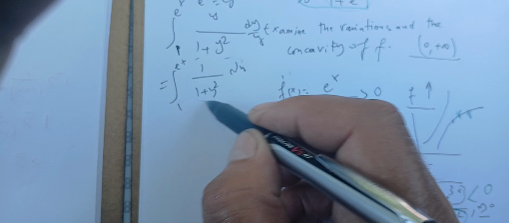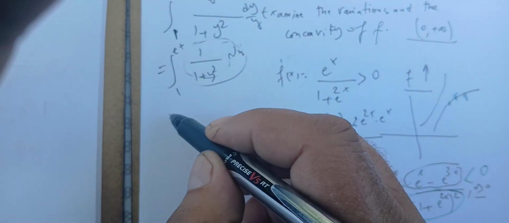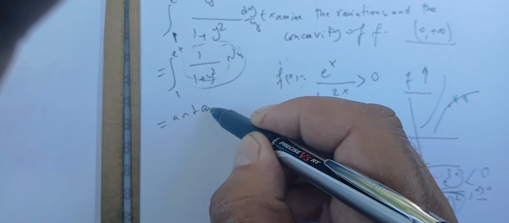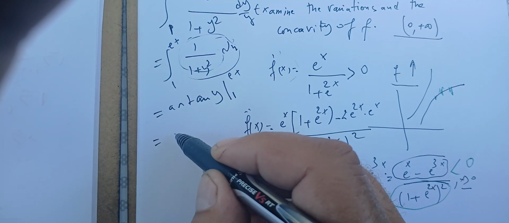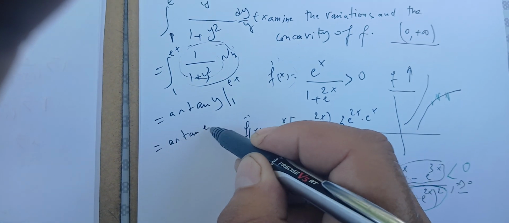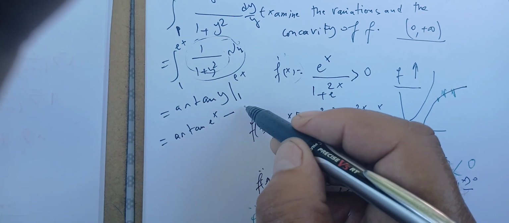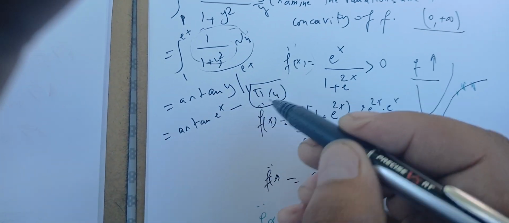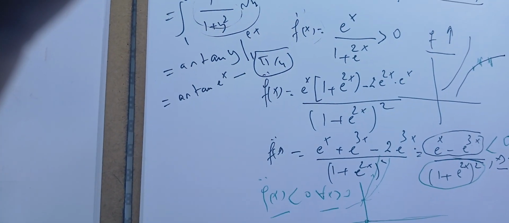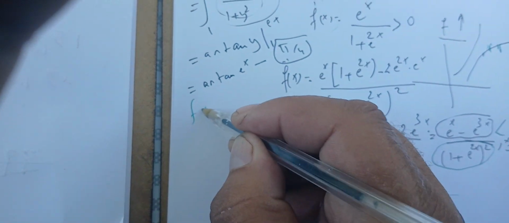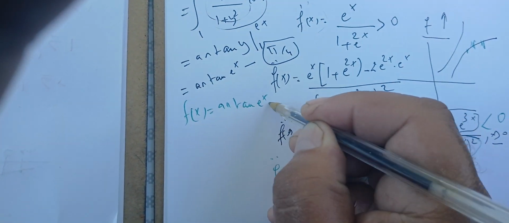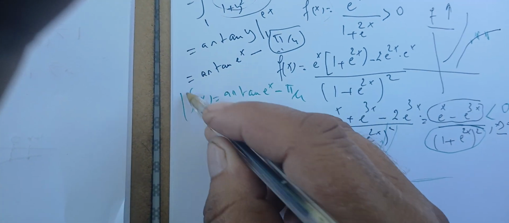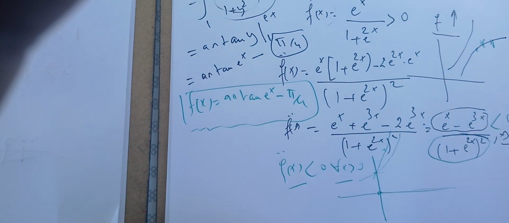And we know a primitive of this one. It's the arctangent of y between 1 and e to the power x. This gives us the arctangent of e to x minus the arctangent of 1, which is pi over 4. Therefore, my function, which is very simple, becomes the arctangent of e to the power x minus pi over 4.